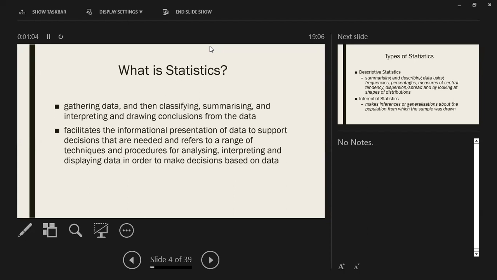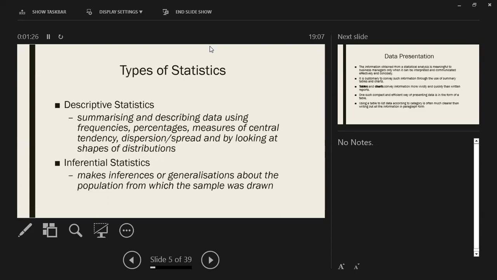Just like we said last time, this is just a recap, right? I did give a definition of what statistics is in the last lecture, so just for repeat's sake, it is the gathering, classifying and summarizing of data, and then you interpret it in order to draw conclusions from the data. The conclusions you draw are then used for decision-making purposes.